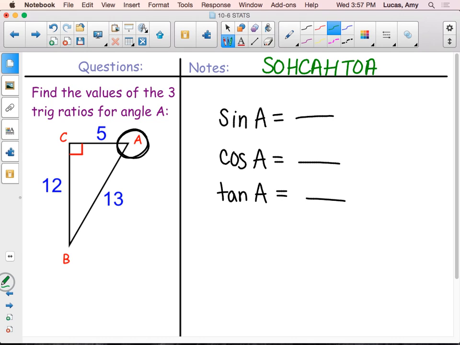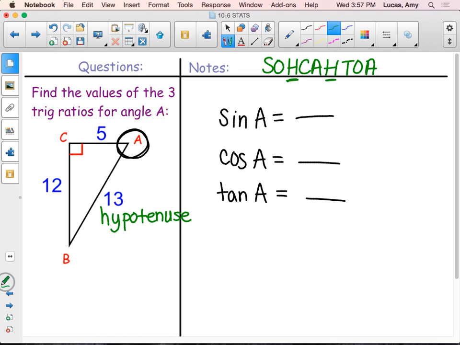So based on where angle A is, I need to figure out which side is opposite, which side is adjacent, and which one is the hypotenuse. Now the hypotenuse, I hope you all remember, has to be the longest side in your triangle. It's across from the right angle. So my hypotenuse is 13. So that means that 13 is going to go where the hypotenuse is in my SOHCAHTOA ratios.